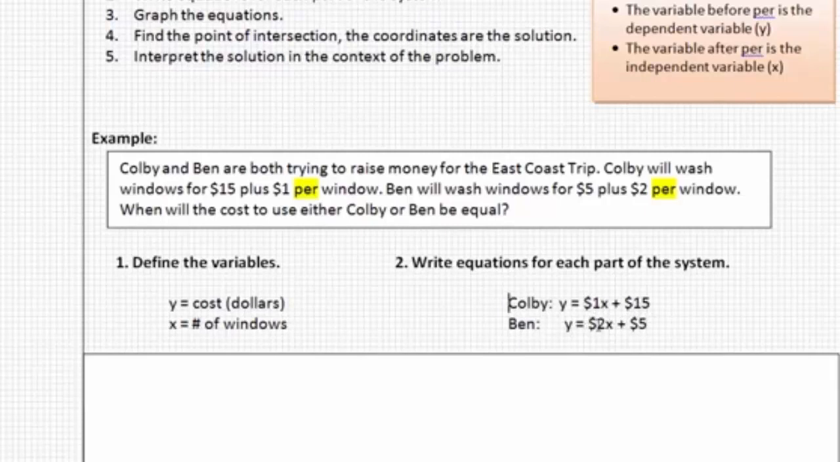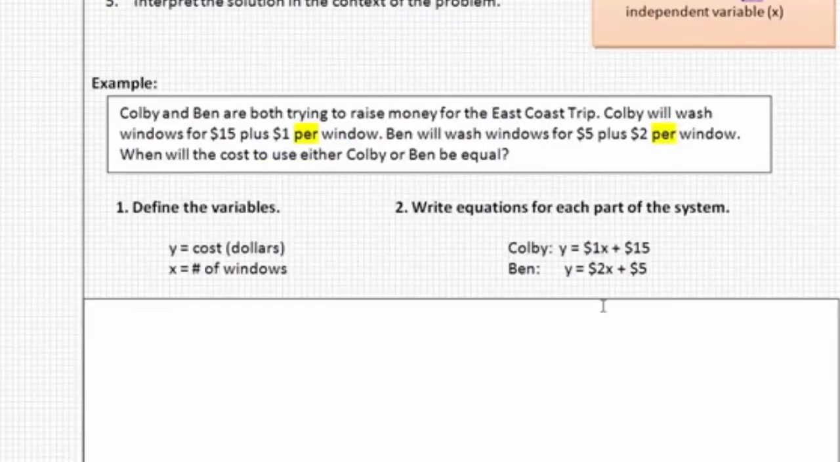And then for Ben, he charges $2 per window, so 2 is my m variable. And in addition, just $5 to hire him, and again, that's probably to cover costs like cleaning solutions. So here are our equations. We've now written our two equations for the two parts of our system. We're ready to move on to graphing.